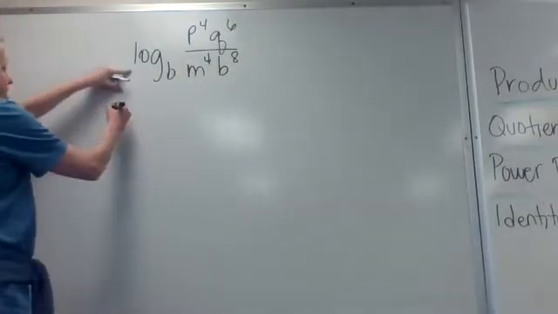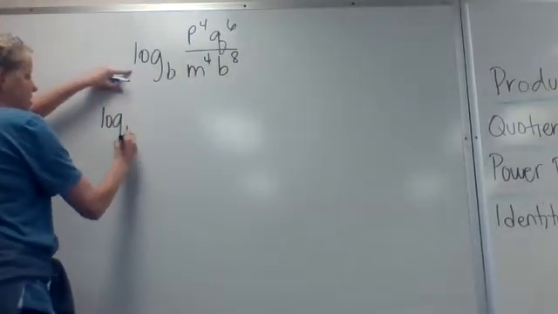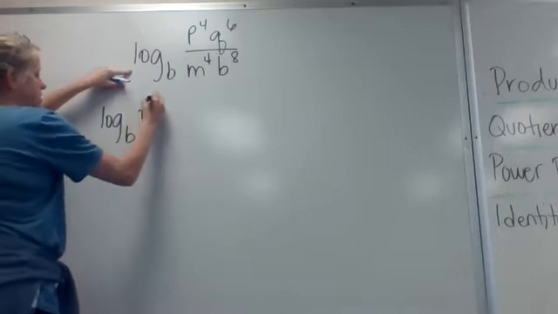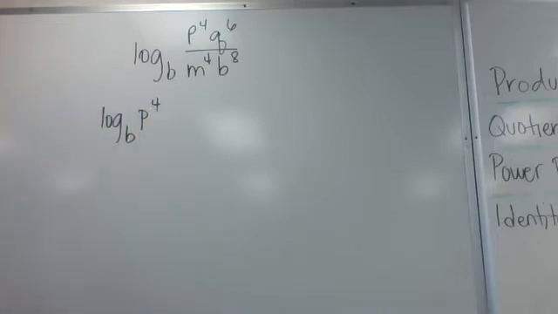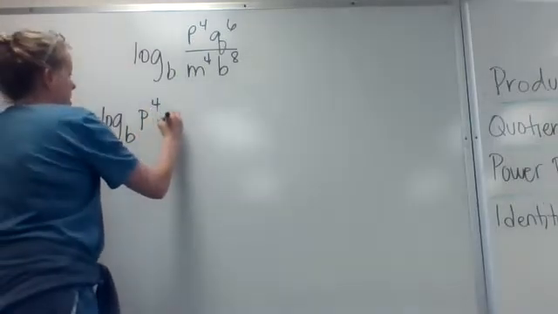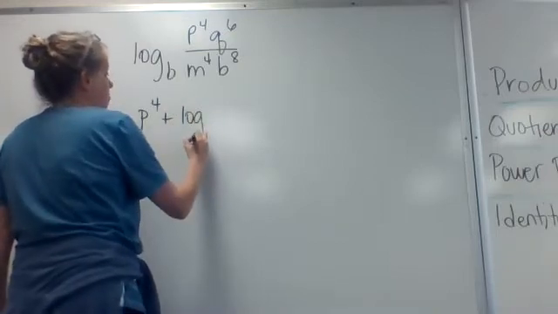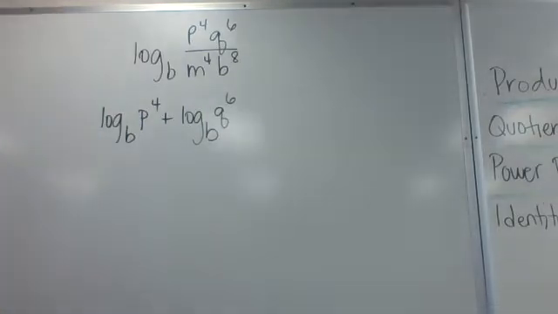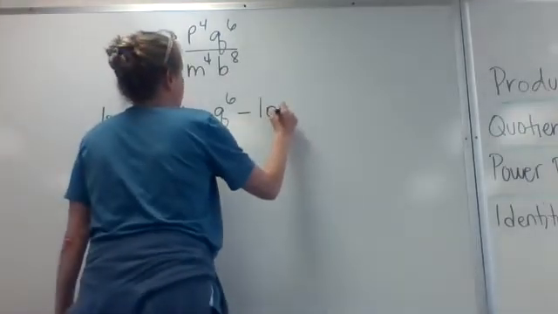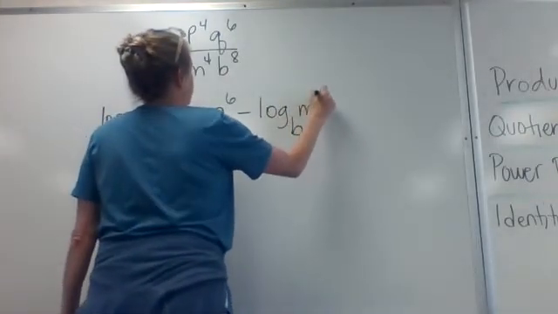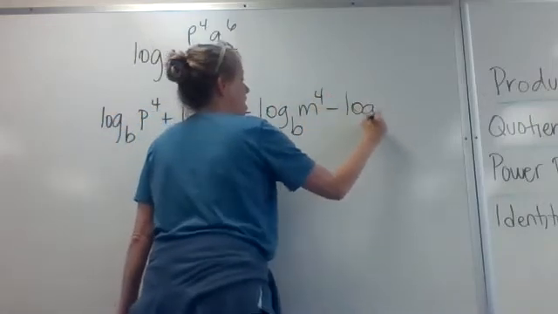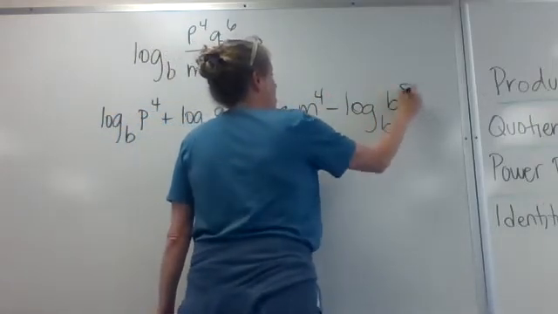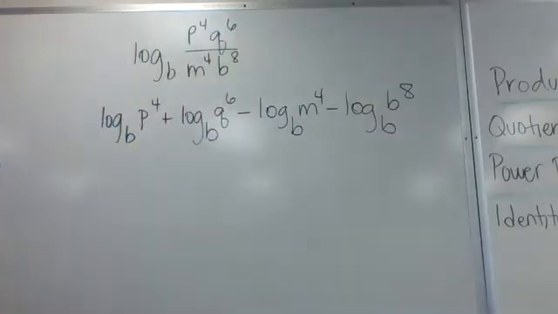So let's see. If I write that all out, I'll have log base b of p to the fourth plus log base b of q to the sixth. And then you subtract the denominators. So minus log base b of m to the fourth minus log base b of b to the eighth.